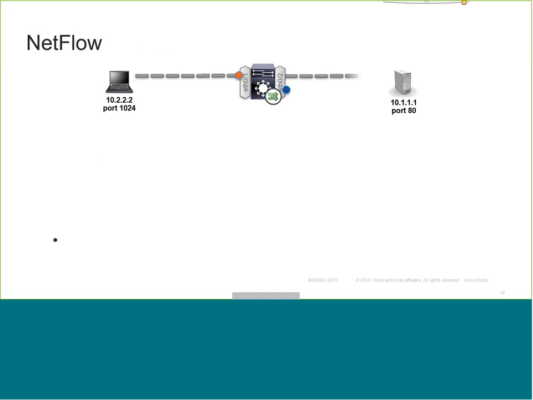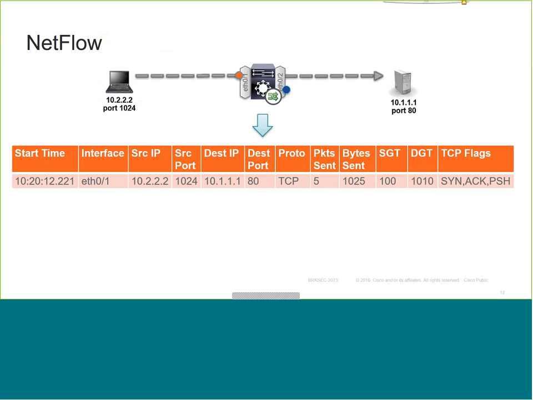A couple of things about NetFlow. If I'm going from my nice PC on the left to my server on the right, and I go through one NetFlow capable system, it is going to generate one NetFlow packet for the traffic going from laptop to server. It's going to tell me what interface it's gone through, it's going to give me the source IP and ports, etc., destination, protocol, the packets and bytes sent, and if I have a TrustSec enabled device, it's going to tell me what my security groups, my TrustSec IDs are.